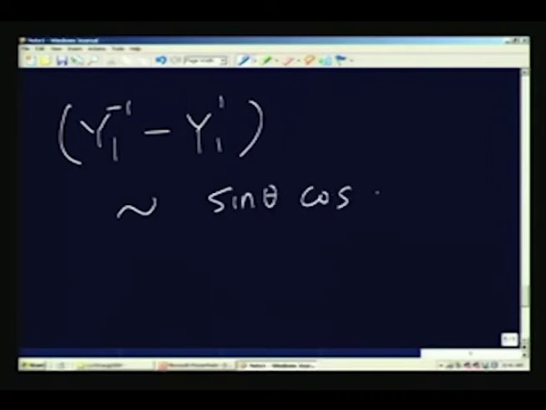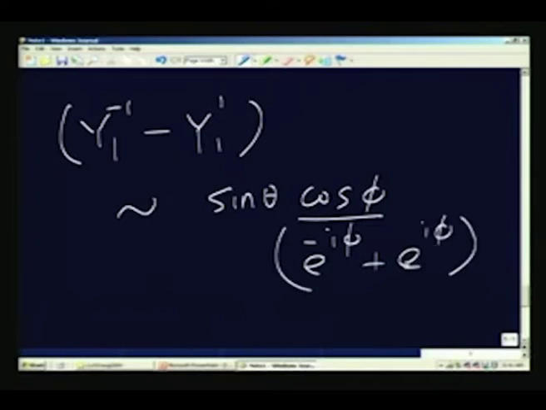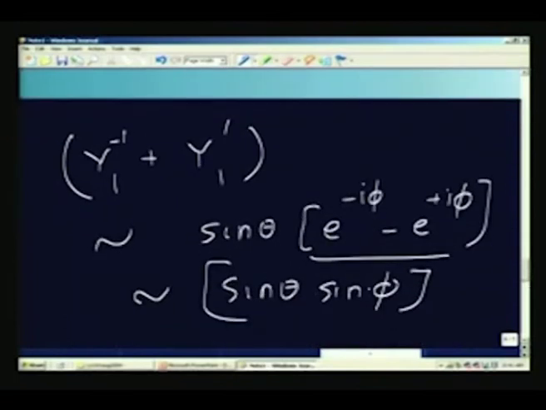Now the same thing, if you do y11 minus y1 minus 1, you will get something like sin theta cos phi. The cos phi comes because you are adding e to the minus i phi plus e to the i phi. So one linear combination gives you sin theta cos phi, the other linear combination gives you sin theta sin phi.